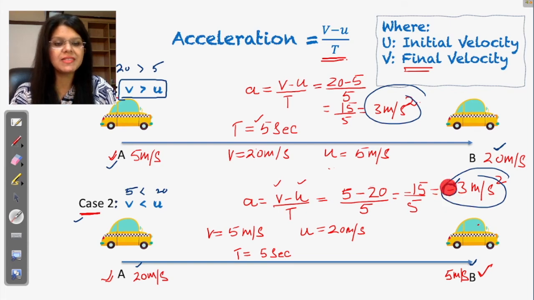So wherever you see that there is a negative sign coming in your answer, you should understand it is a deceleration. You are speeding down. If the answer is positive, as in case 1, you should understand the thing is speeding up. The car is speeding up. The object is speeding up. It is an acceleration. Right?